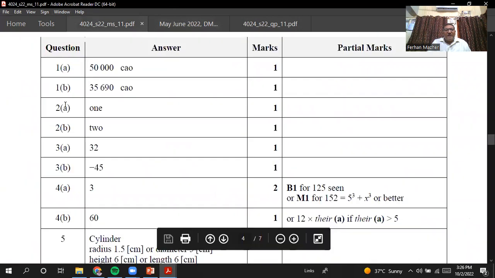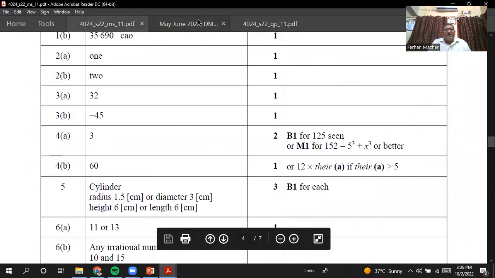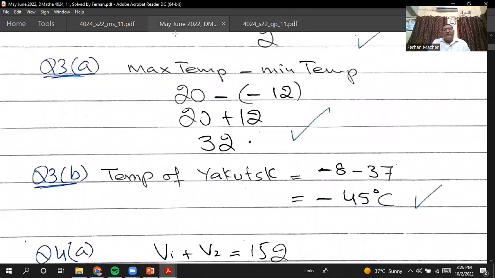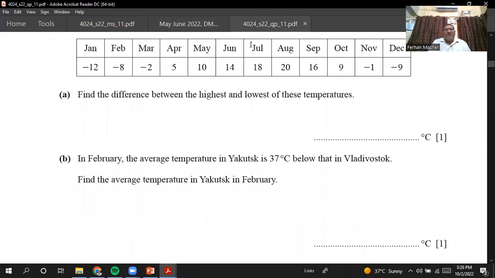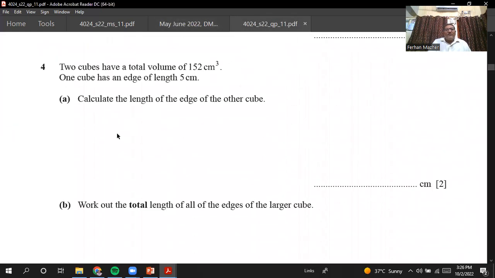So let's have a look at the marking scheme. Question number 3: 32 and minus 45. Our answers are right. So we are going to the next question.